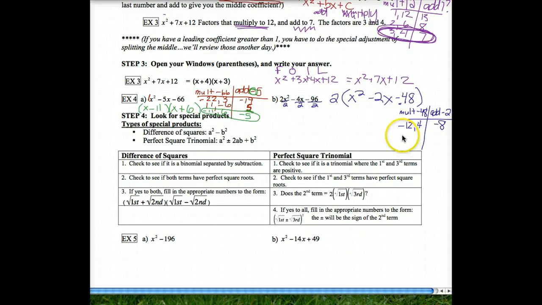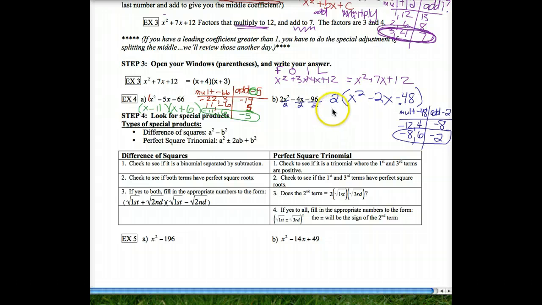So it's not divisible by 11 or 10 or 9. It is divisible by 8. So I'm going to try negative 8 and positive 6. Negative 8 times 6 is negative 48. When I add them together, I get my negative 2. So there are my winners.